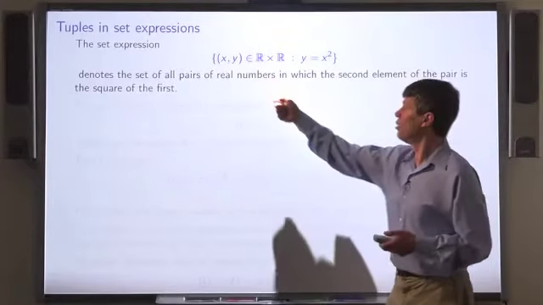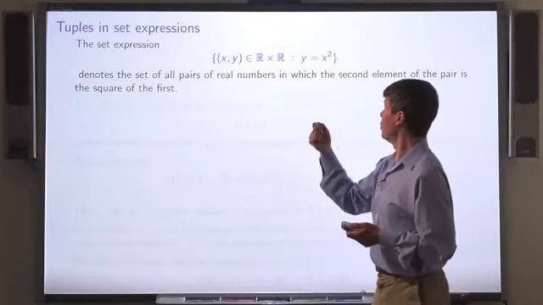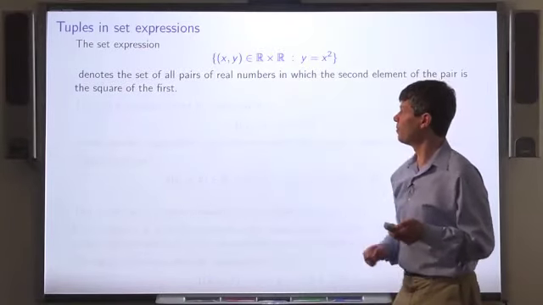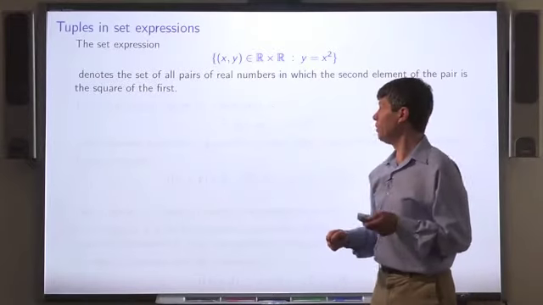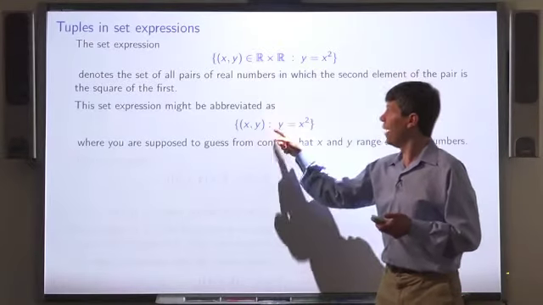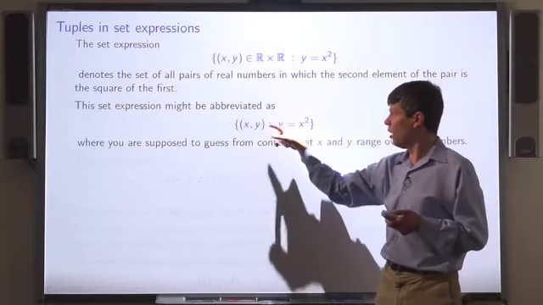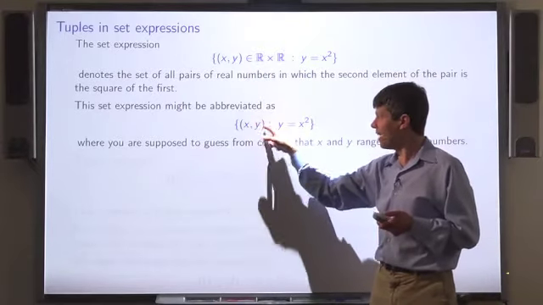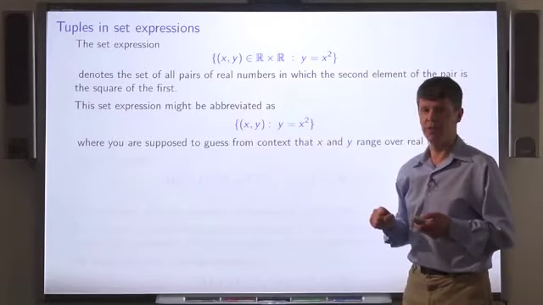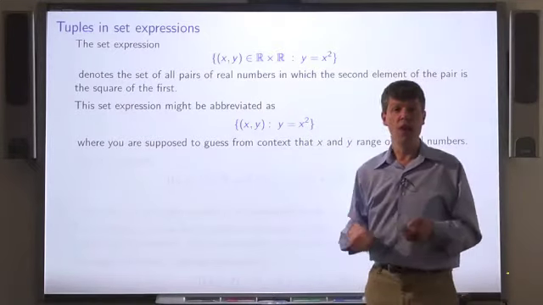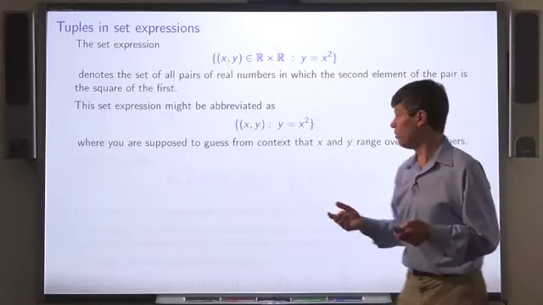This expression denotes the set of all pairs of real numbers in which the second equals the square of the first. And of course, we might abbreviate that in this way, leaving out this part. So just the set of pairs x, y such that y equals x squared. You're supposed to guess from the context that x and y are elements of the real numbers.